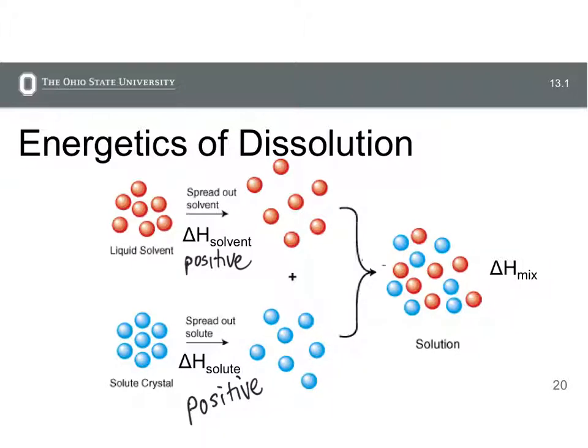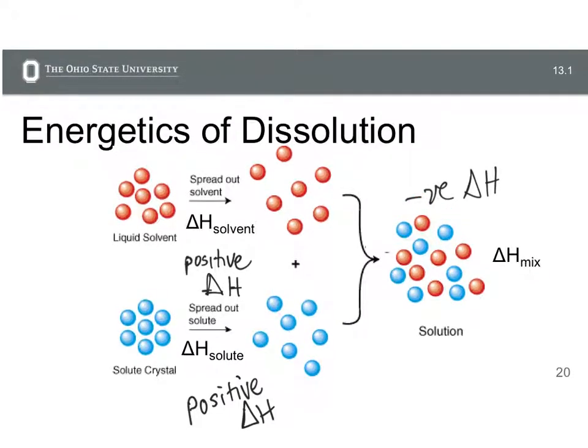Then when we allow the solution to form and we allow our solute and our solvent to interact, we're going to release energy. So this is going to be a negative delta H. So these are positive and then negative. But that still doesn't necessarily tell us if a solution is going to form.